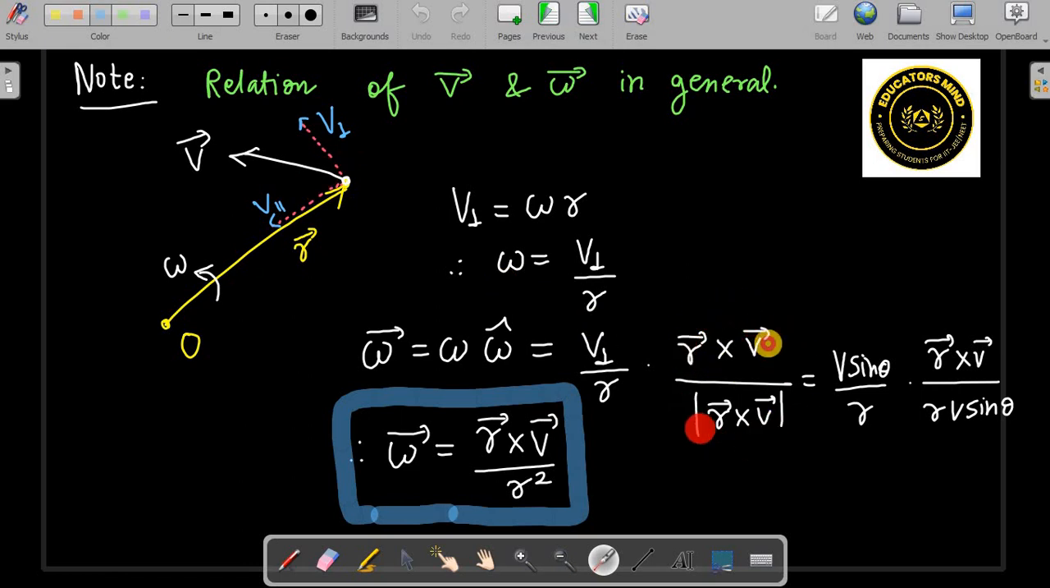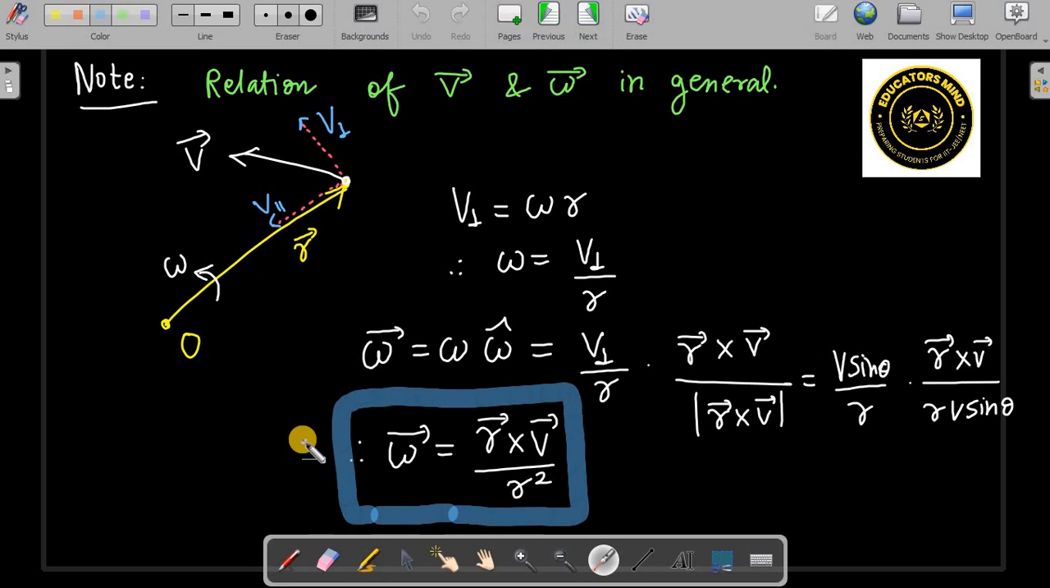That's the unit vector. So unit vector can be calculated if you know the vector, and we know a vector which is perpendicular to r and v, or it is parallel to omega. So r cross v by magnitude of r cross v. When you see that v perpendicular is nothing but v sin theta, of course, theta is the angle between r and v vector. So this is r cross v, and r cross v magnitude is r v sin theta. Here you see v sin theta gets cancelled. Omega vector is equal to r cross v vector divided by r square.